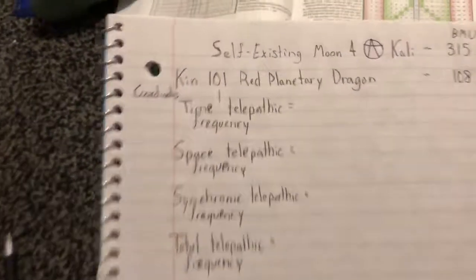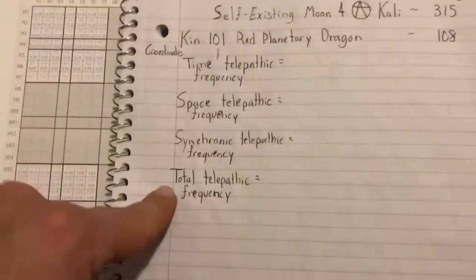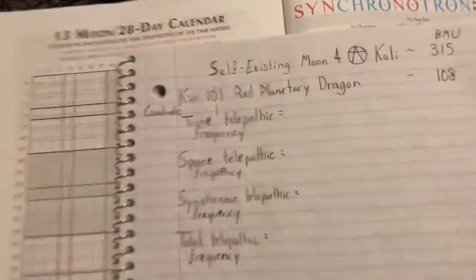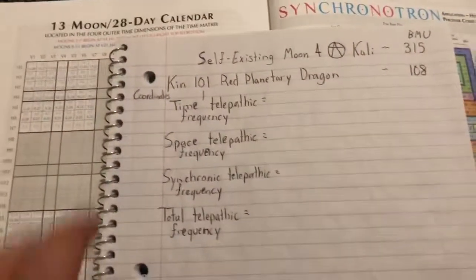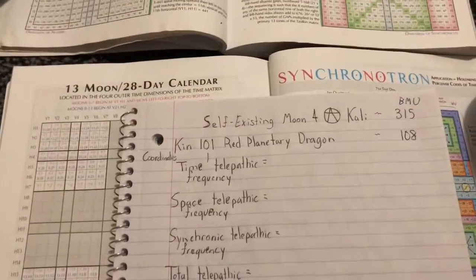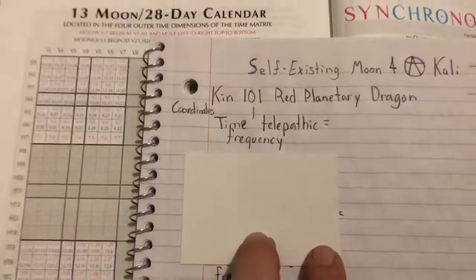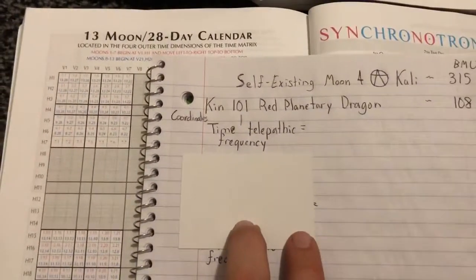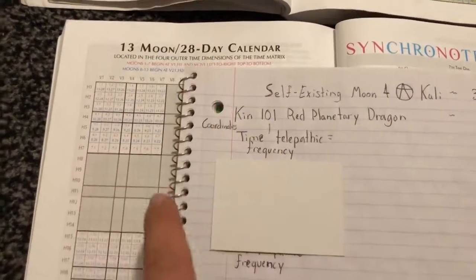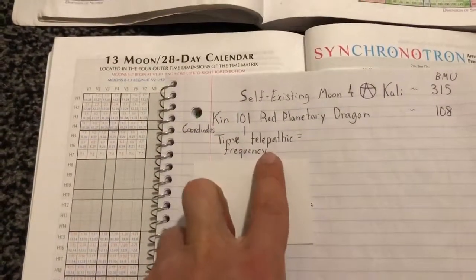And then these three add up to a total. And that gives us our synchronic telepathic frequencies of the day. So essentially this is one of the things very important. So the time telepathic frequency, that is where we are on the 13 moon 28 day calendar. So that's how we tell which number to use for this one.